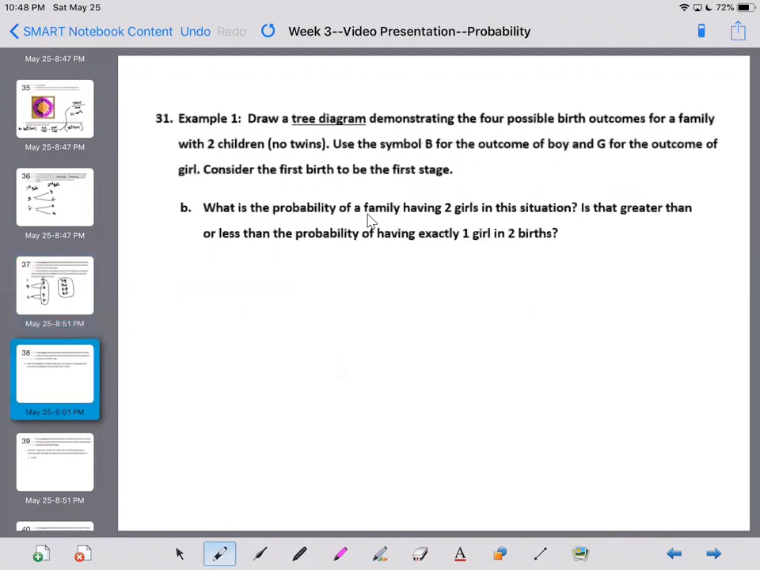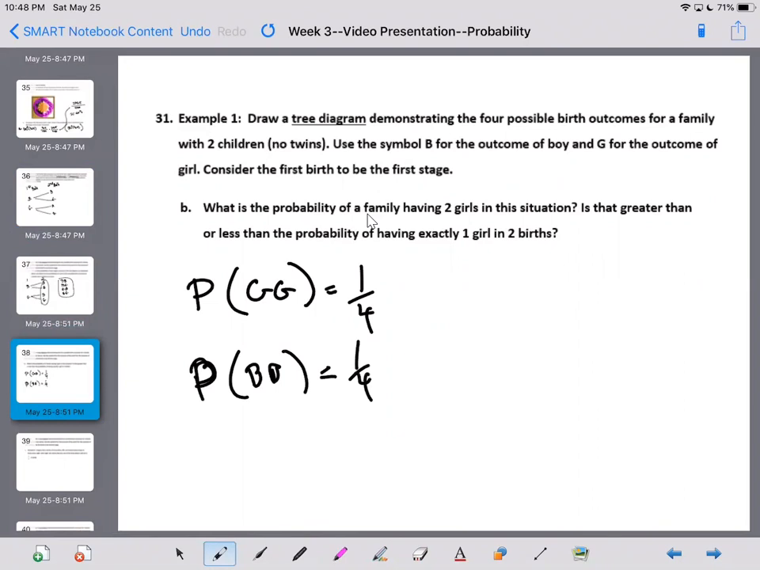So on this next one, what's the probability of having two girls in the situation? Well, the probability of having girl, girl would be 1/4. Probability of having boy, boy would be 1/4. So if we said, what's the probability of a family having two girls in the situation? We said would be 1/4.